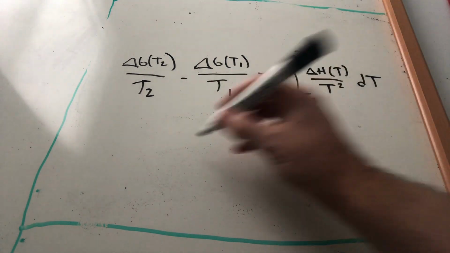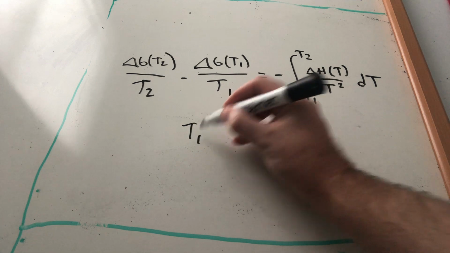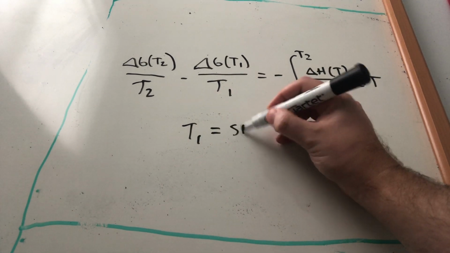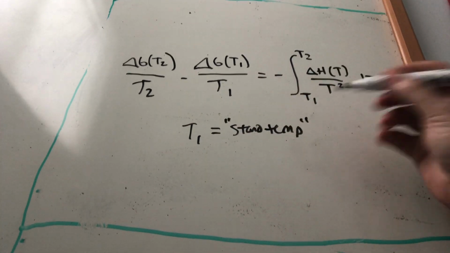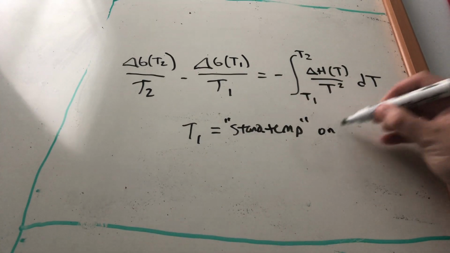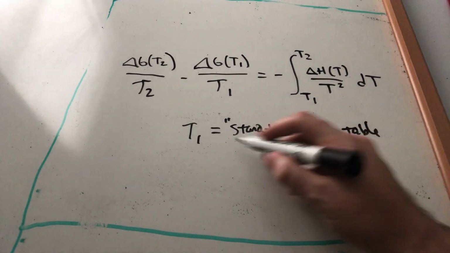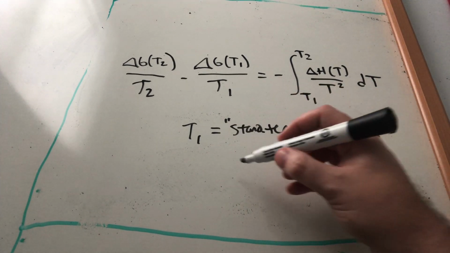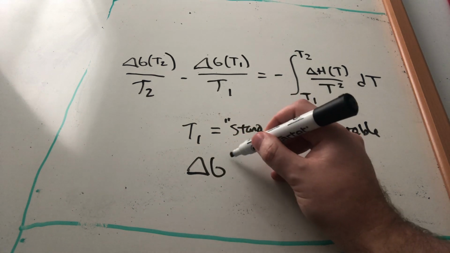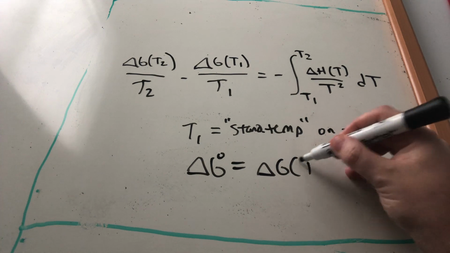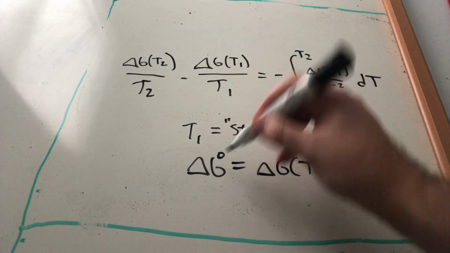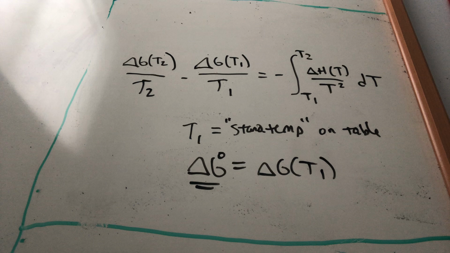So let's take this and let T1 be our standard temperature, like from a table. Remember, there's no such thing as a standard temp. It's really your table temp. But what I'm referring to in terms of standard temp is that we're at standard conditions, and delta G is equal to delta G naught is equal to delta G at T1. All right. So this is now the delta G that we can get from that table procedure that we know how to enact.